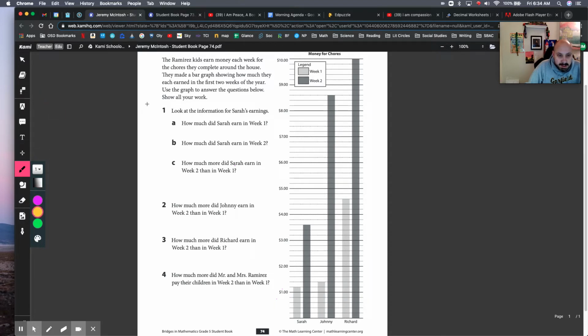I cannot write there, I guess. Let's see. In the margins. I'm going to write right here. I'm going to erase this, though.